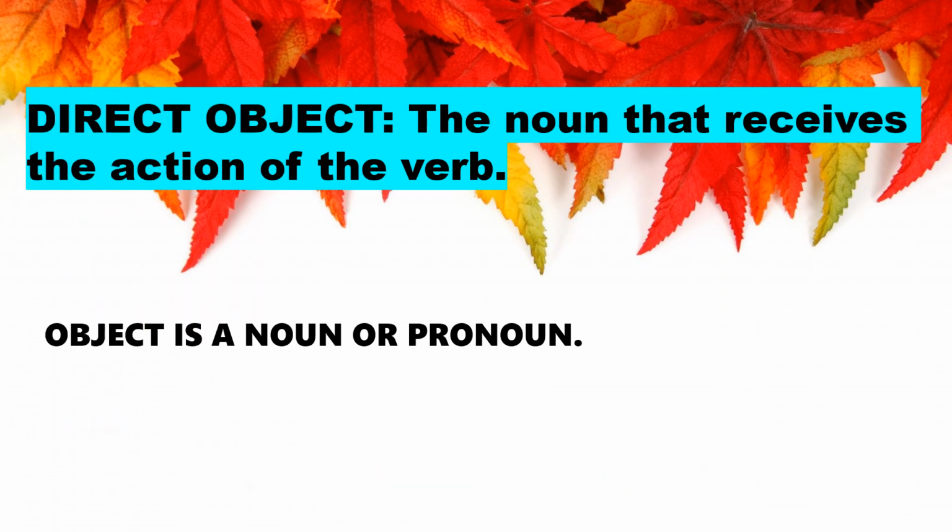We all know a subject means a noun or a pronoun. Just like that, even an object is a noun or a pronoun. Here we are talking about the direct object. So the direct object is the noun that receives the action of the verb, the receiver of the action.